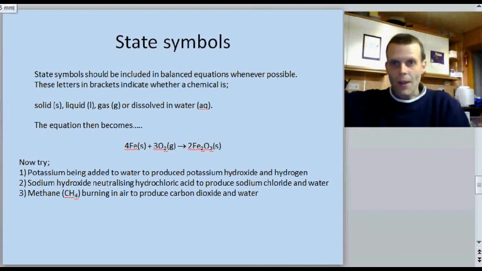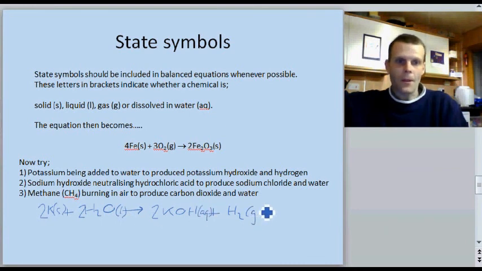So we've got potassium being added to some water to produce potassium hydroxide, which if I didn't know the formula I'd need to work out from my combining powers, and hydrogen. Hydrogen was one of the ones we saw that was diatomic. So balancing that, I'm going to have to do 2 of those, 2 of those, 2 of those, and then I can also put in state symbols if I wish. Solid, liquid, this is going to be a solution, and that's going to be a gas.